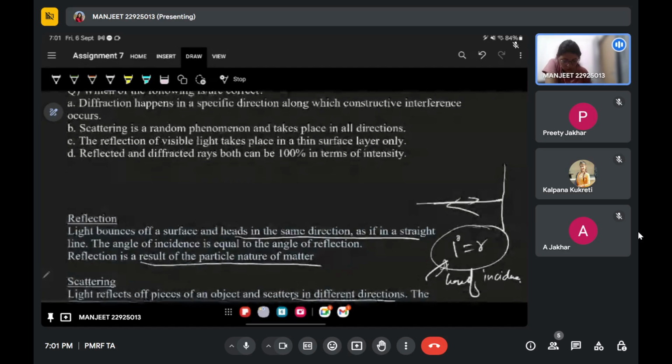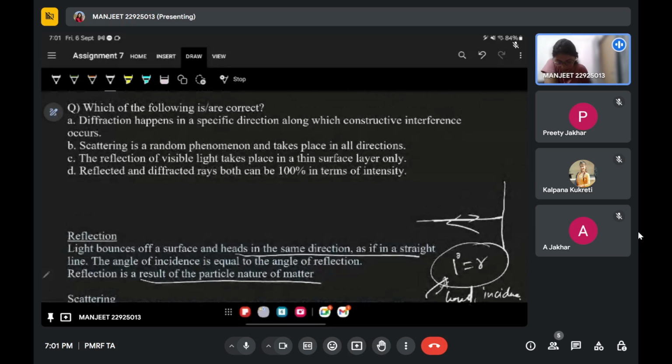Okay, so now in the A part, it says that the diffraction happens in a specific direction along which constructive interference occurs. Yes, diffraction only happens in specific directions. The intensity will be along the direction where constructive interference occurs. That matters for the diffraction pattern.